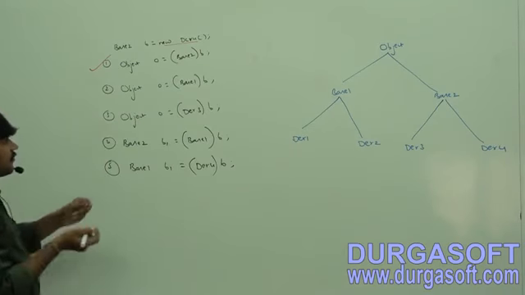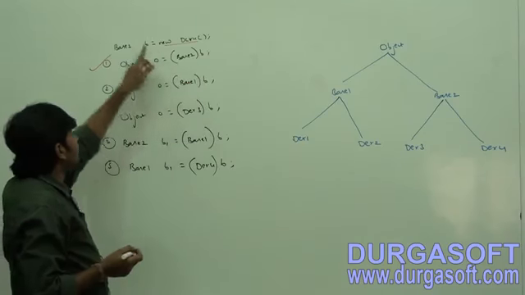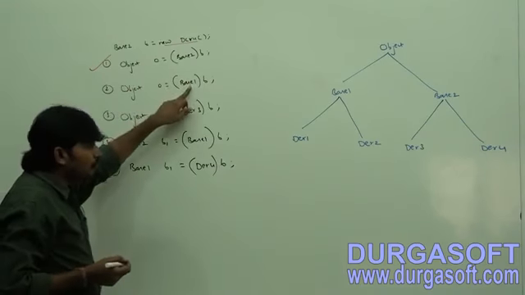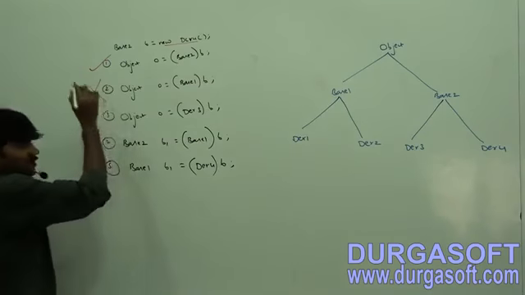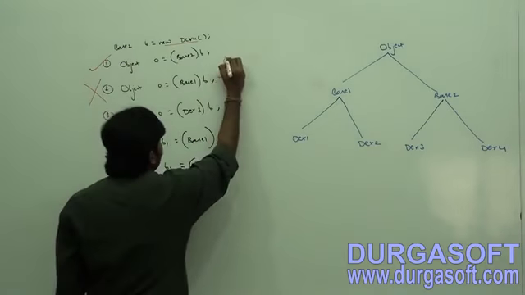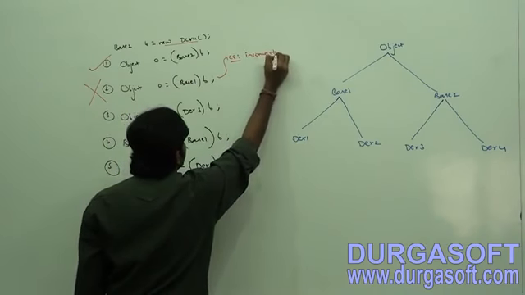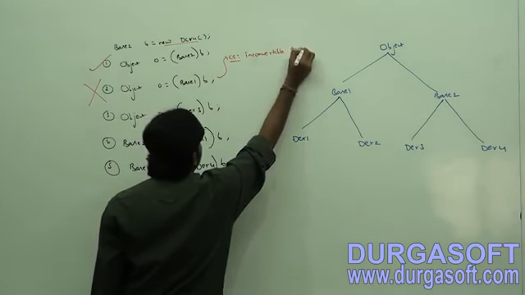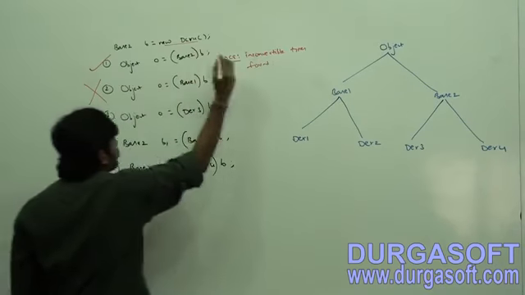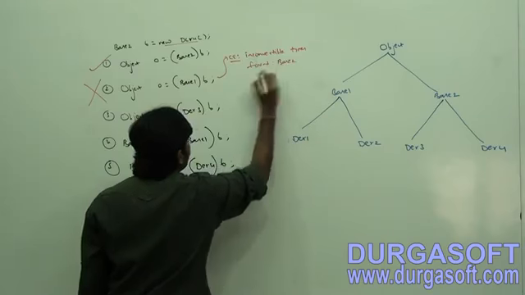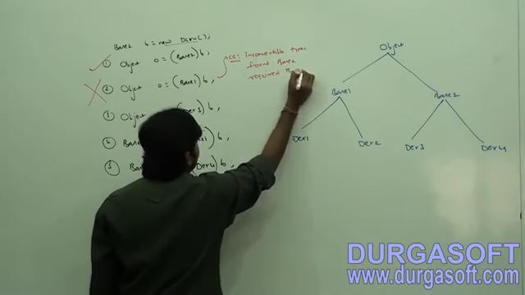Next, the second one. B is what type? Base2. Base2 and Base1, is there any relation? No. The first condition itself fails. What compile time error will we get? Inconvertible types. Found: b is what type? Base2. Required: Base1.